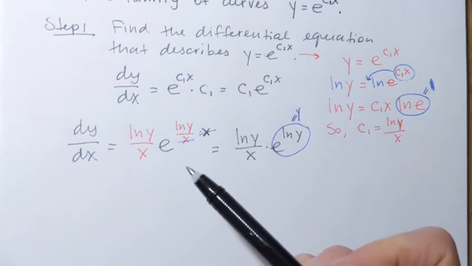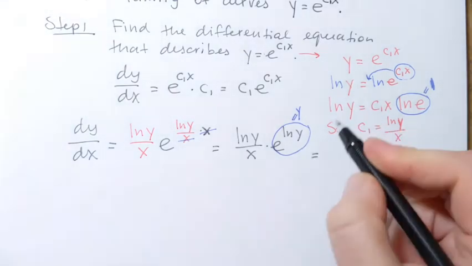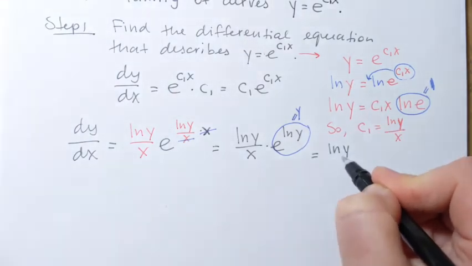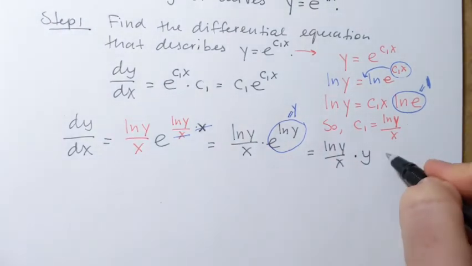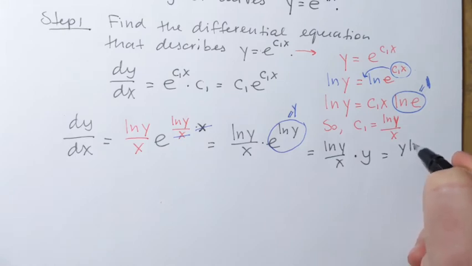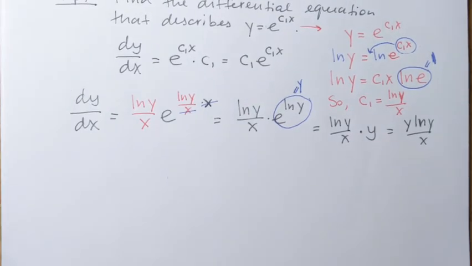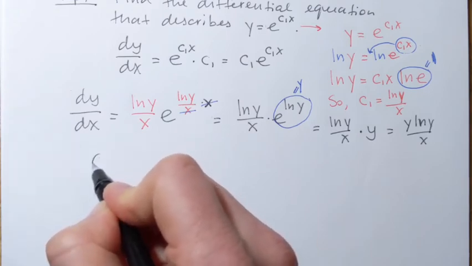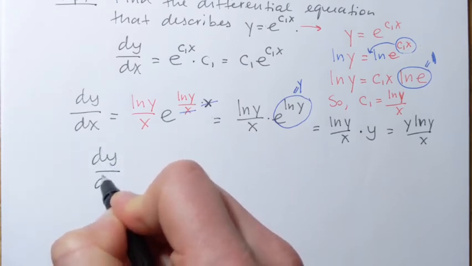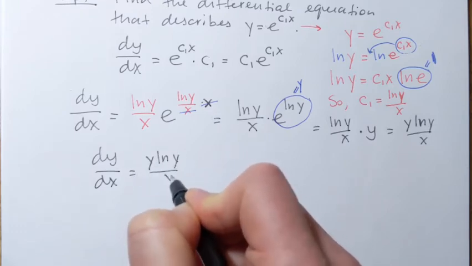Long story short, we have the following expression now. I'll continue here. It's ln of y over x times just y. Or if I combine it all together, it's going to be y ln of y over x. Okay, here's our differential equation. I'm going to write it down once again. It's a very long line, so let me rewrite it like that. dy/dx equals y ln of y over x.